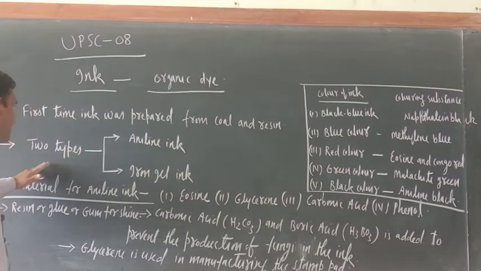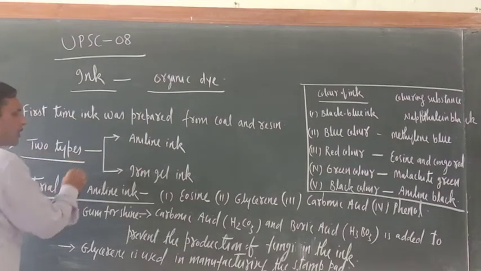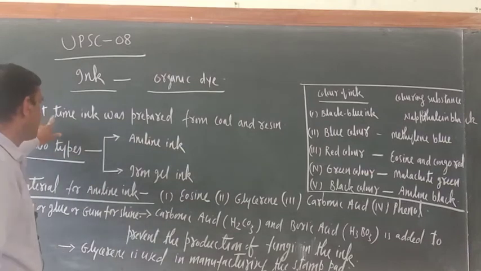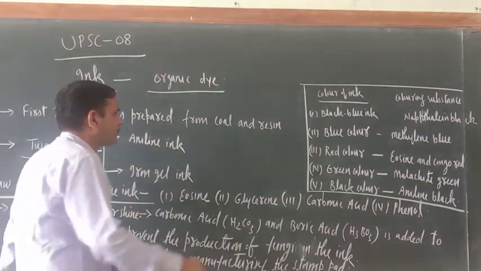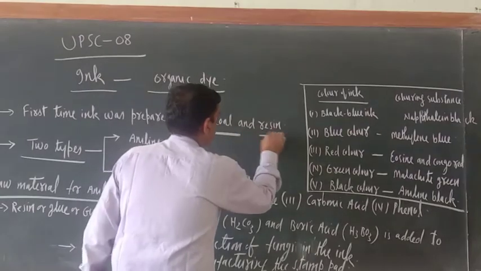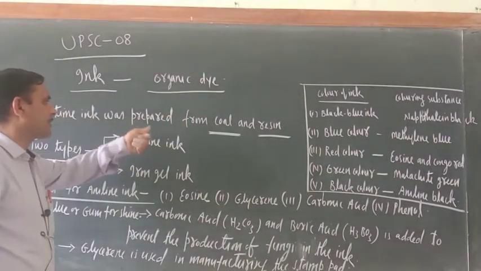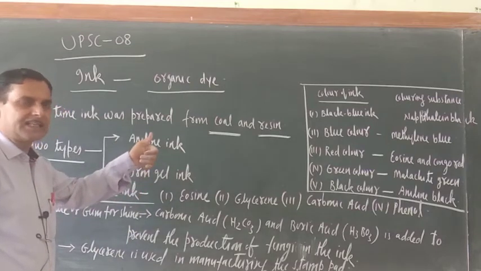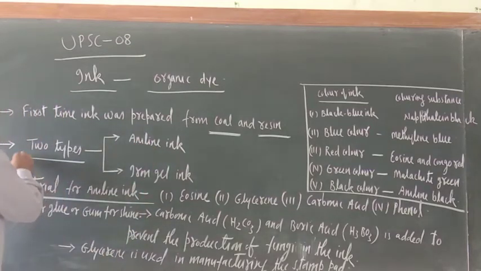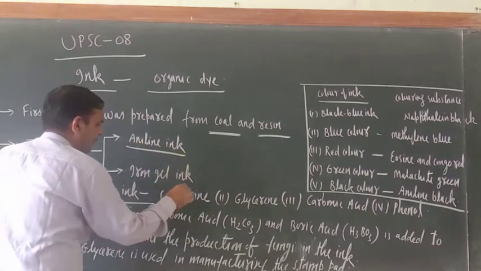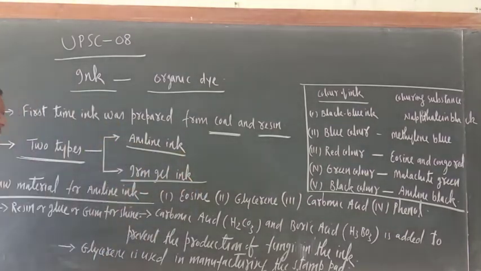But actually they are of two types on the basis of raw material used. The first time, ink was prepared from coal and resin. So two types are here. The first one is aniline ink, and the second one is Orangel ink.